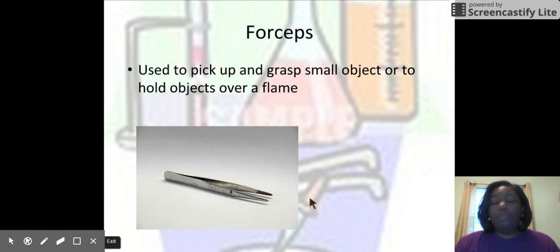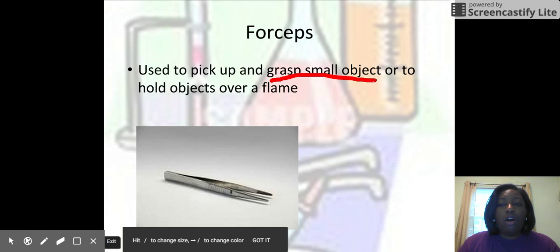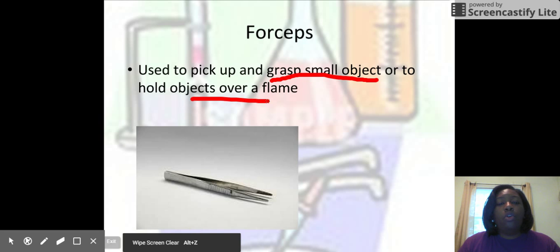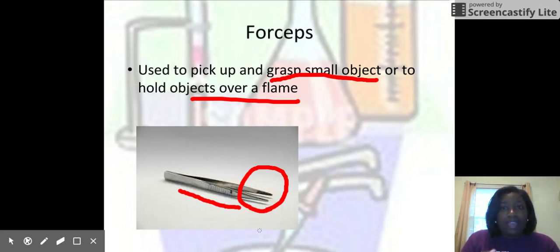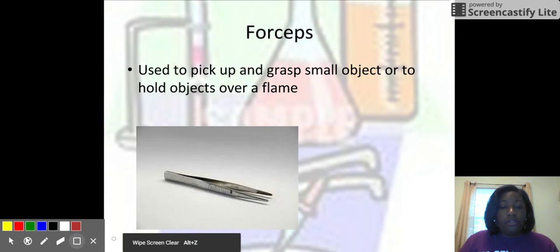So our forceps. Tweezers, self-explanatory, same concept, but it's easier to help grasp small objects, and it also helps to hold something over a flame. You're not going to want to hold something over a flame with your finger. That's what the forceps are for. You can see it's a little longer than regular tweezers, and this end part doesn't have a flat head like our tweezers do, but these are sharp enough to grasp a crystal to put over a flame, and it is also long enough. So that's what the forceps are for.